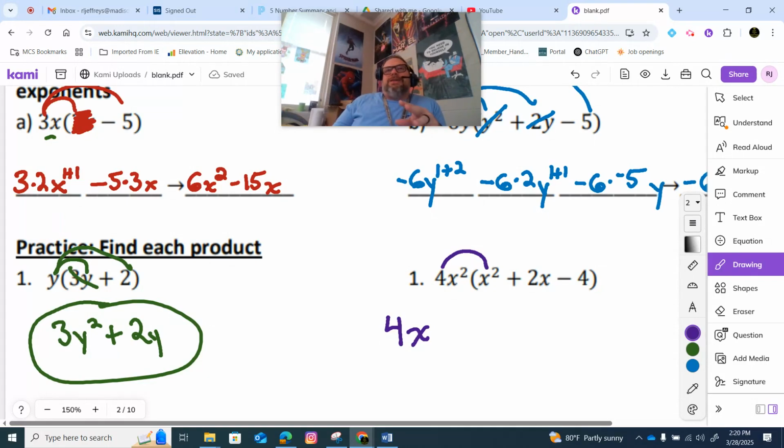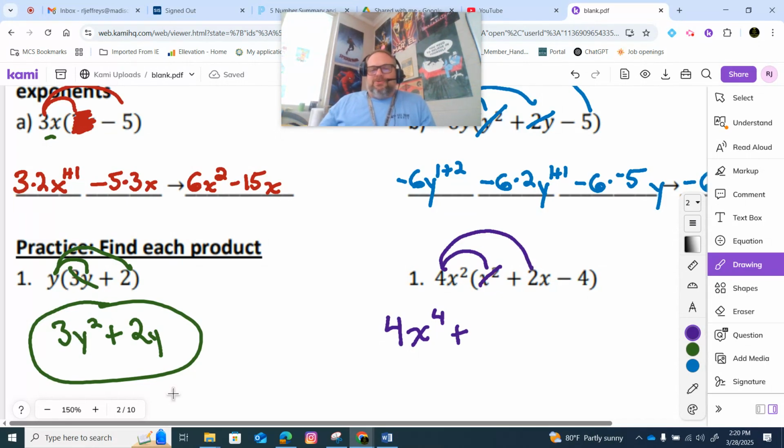X. Okay, ready? What is 2 plus 2? On down the line. What is 4 times 2? 8. All right, with the x's, what is 2 plus 1? All right, now this is a negative. This is a positive times a negative, so I'm going to get a negative. What is 4 times 4?